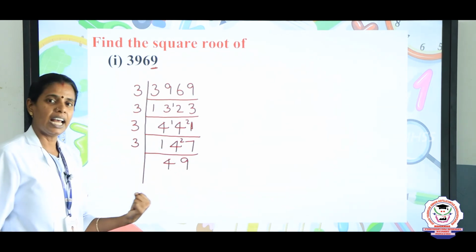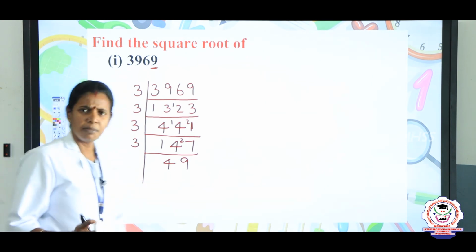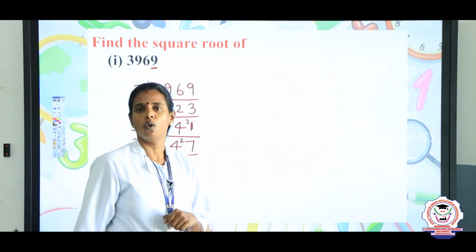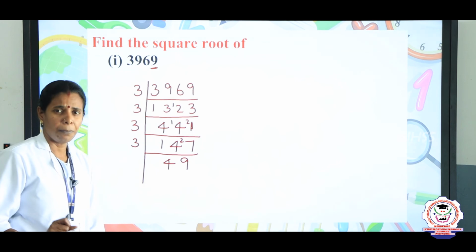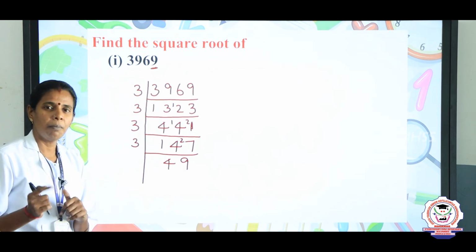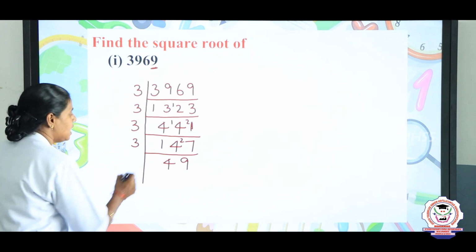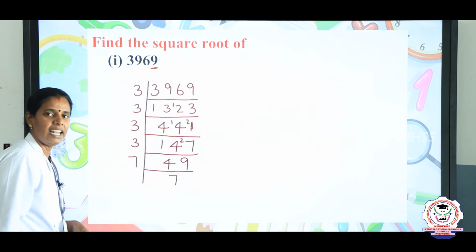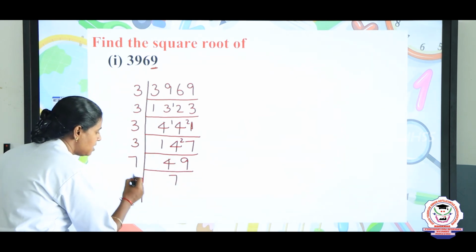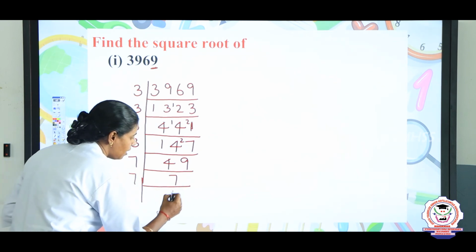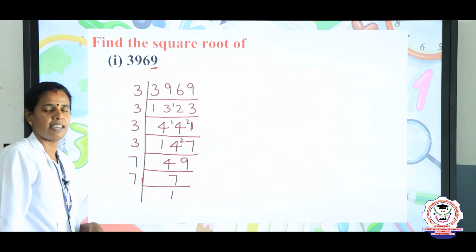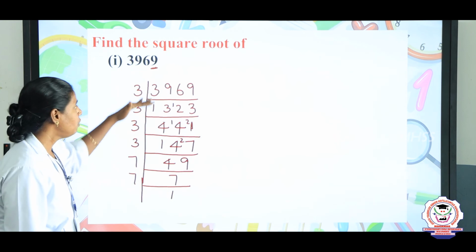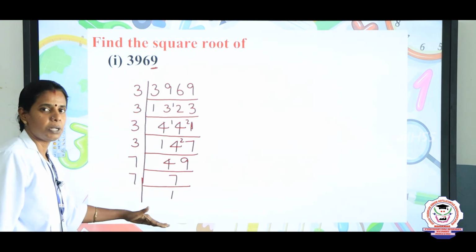Now 49. Is 49 divisible by 3, children? No. 49 is a perfect square. Which number squared gives it? Yes, 7. 7 7s are 49. Again, 7 is a prime number. So 7 1s are only 7. Is it clear? So this is the prime factorization method.